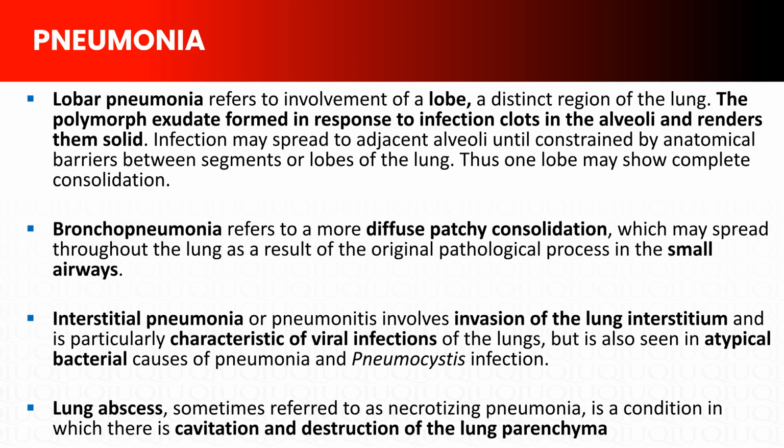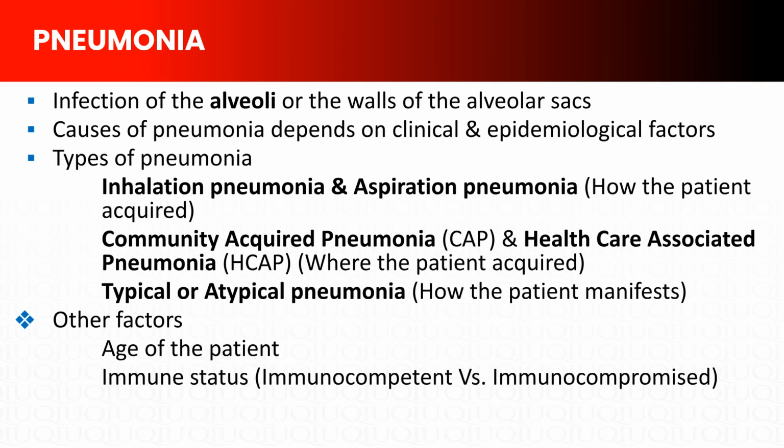Interstitial pneumonia involves invasion of the tissue between alveoli. This pattern is characteristic of viral infections and atypical bacteria, like Mycoplasma. Lung abscess or necrotizing pneumonia causes cavitation and destruction of lung tissue, appearing as holes on chest X-ray. Pneumonia classification helps predict likely causative organisms and guide empirical treatment. Pneumonia affects alveoli or alveolar walls, and causes depend on clinical and epidemiological factors.